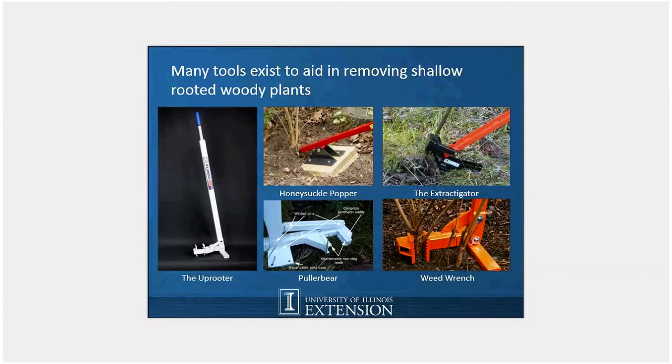There are a variety of tools that we can purchase on the internet, or maybe even in a local garden store. You can see here we have the uprooter, the honeysuckle popper, the extractigator, the puller bear, and the weed wrench. They all are a little bit different, but they really use the same mechanism for removing the plants, and that is leverage.